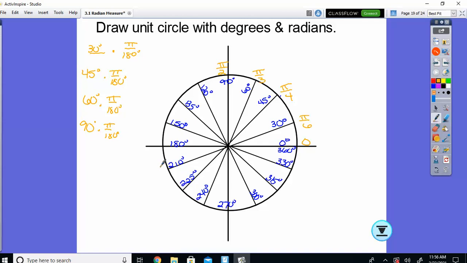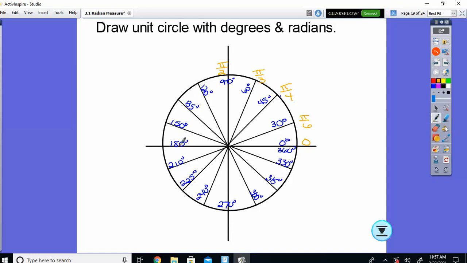Okay, I could give you a couple minutes and you guys could finish this, right? You just keep multiplying by pi over 180. But if you're going to do this as a quiz, you want it faster. We don't want to have to sit and do that for everything on the circle. So today I'm talking about some of the patterns that we're going to see.